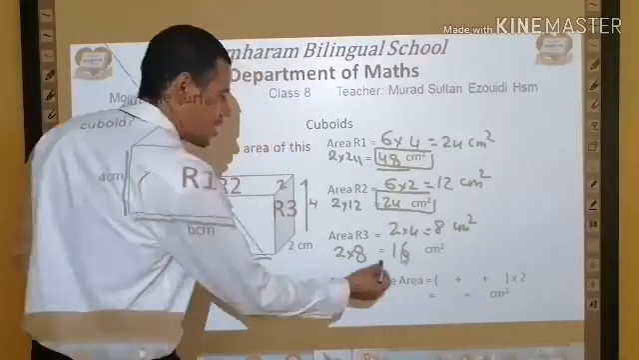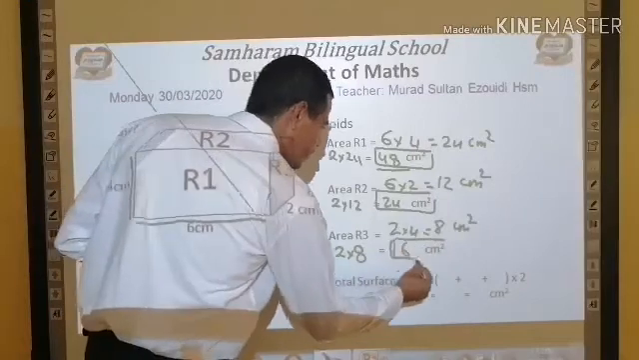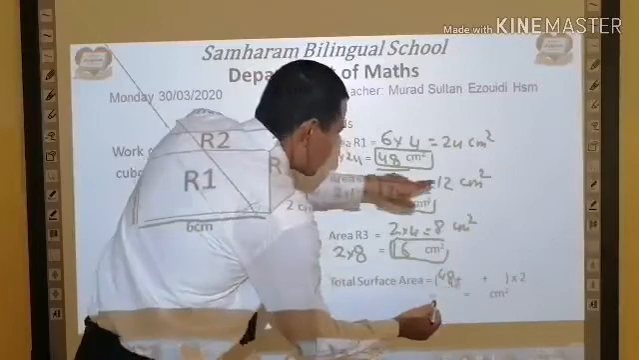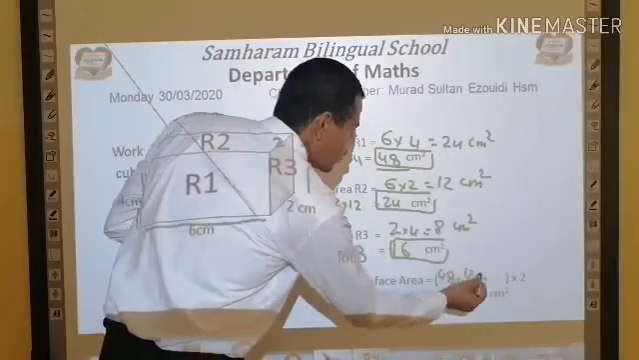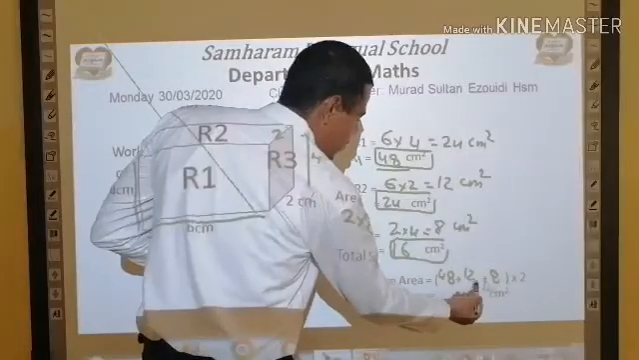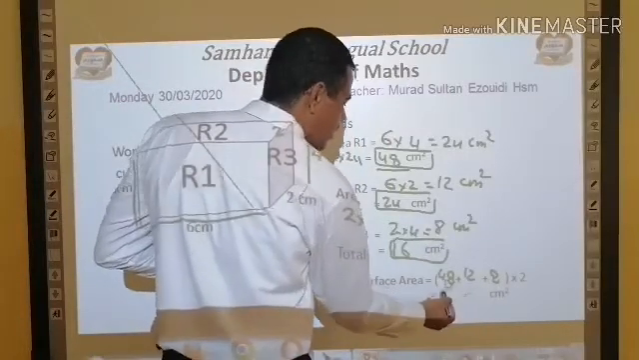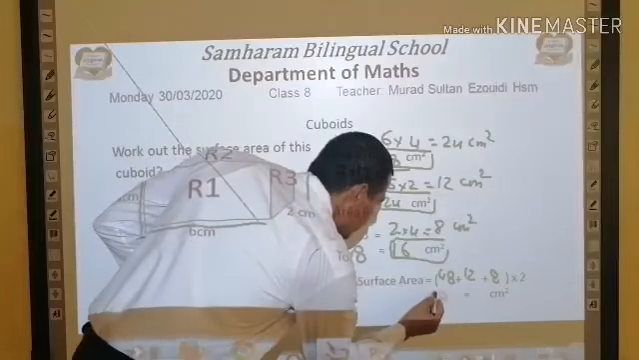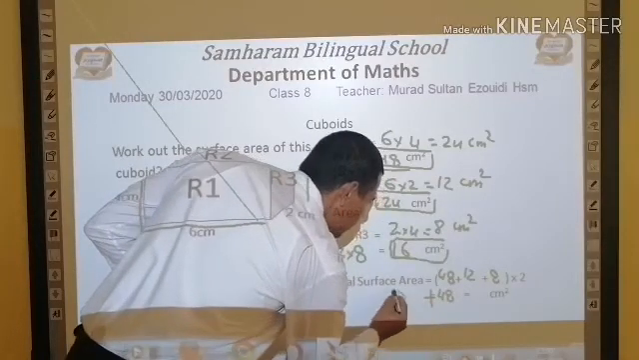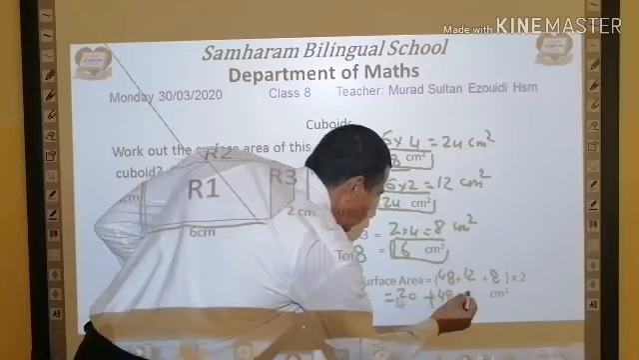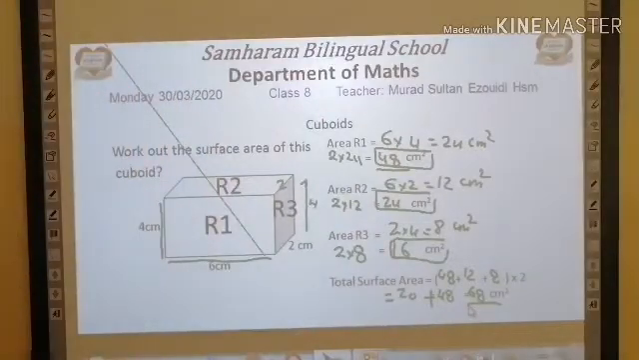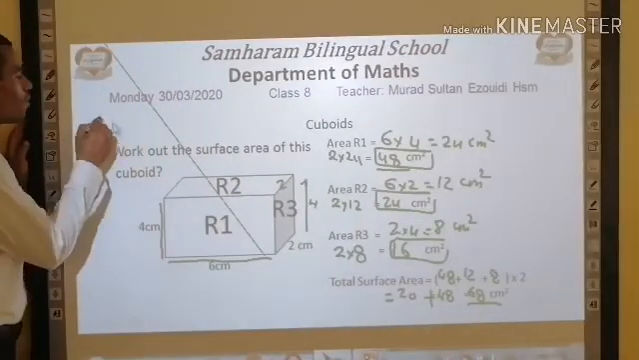Now I will write this one like this. I will write 48 here, then I will write here 12, then I will write here 8. Then I will calculate. 12 plus 8, 20. 20 plus 48, 68. It will be 48 plus 20 equals 68. Okay? This is about what? About the surface area.